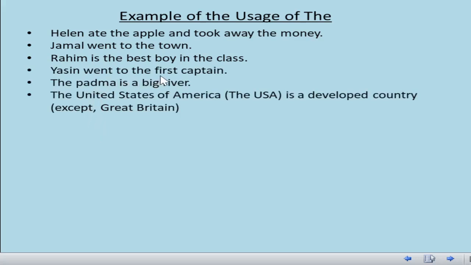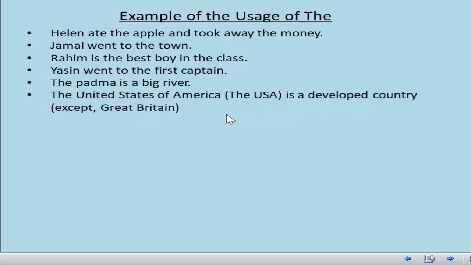Yasin went to the first captain. Here first is an ordinal number. So before ordinal number we use the. The Padma is a big river. Here Padma is a name of a river. So before a name of a river we use the. The United States of America. The USA is a developed country.